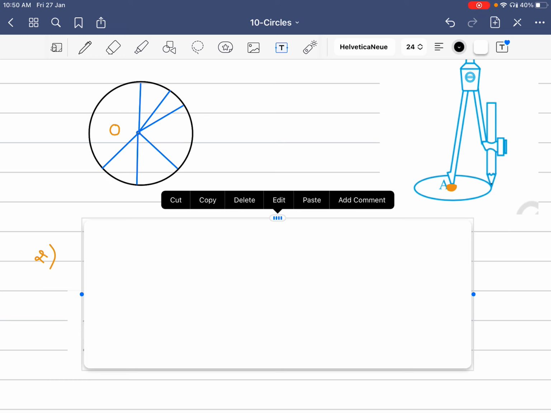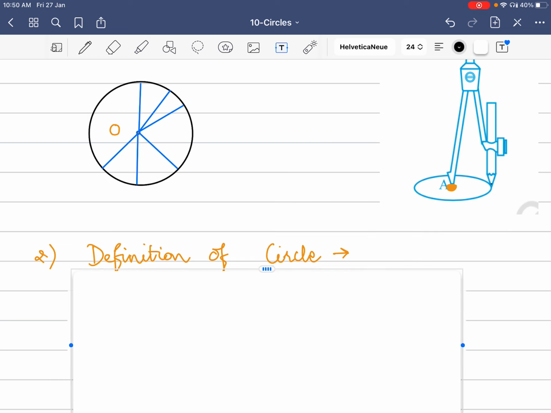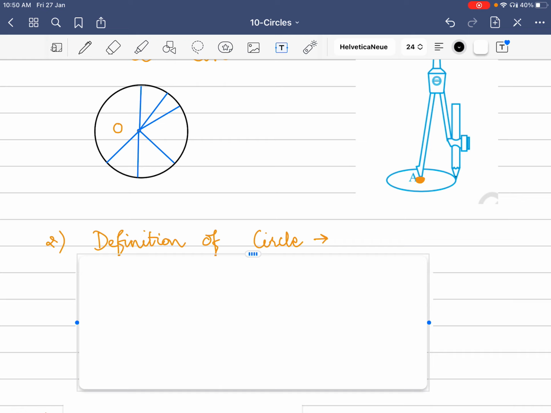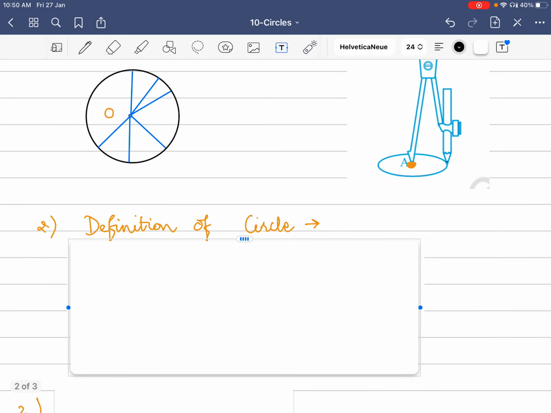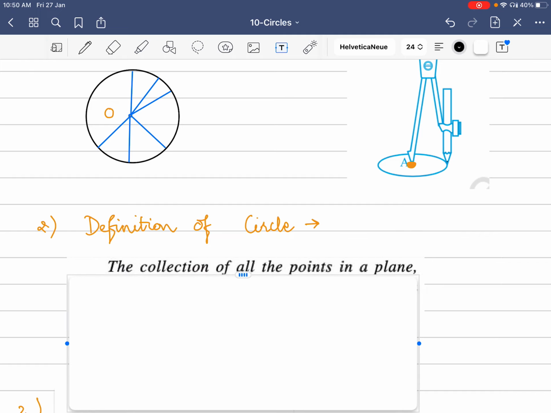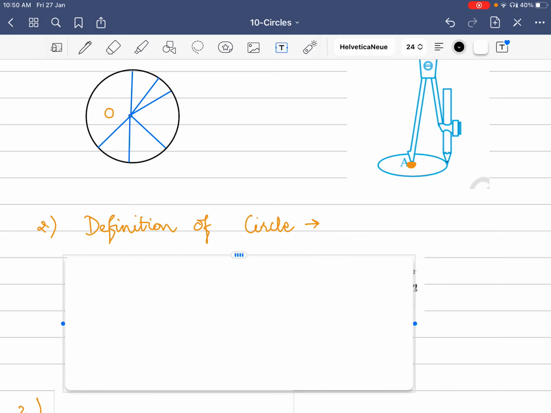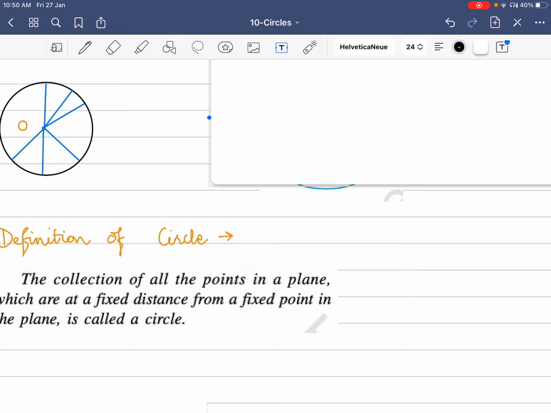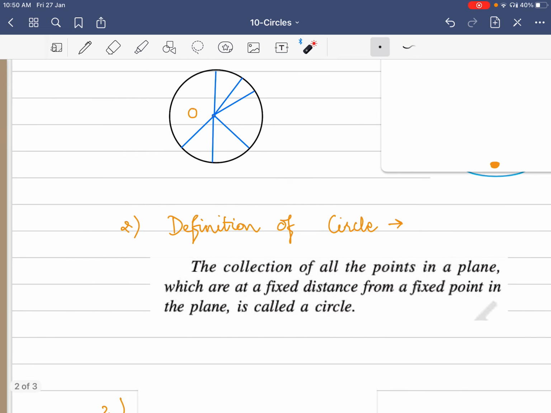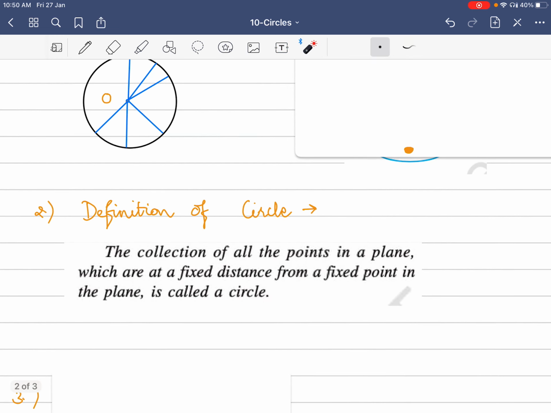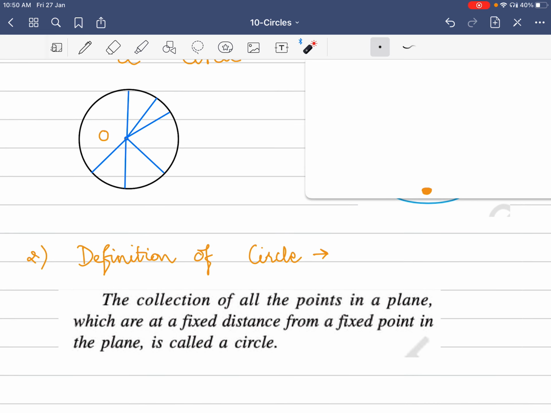Oh, I think I have missed the definition of a circle, and I directly jumped to the center of the circle. No problem. Before we discuss the center and the radius of the circle, let's quickly go through the formal definition or the mathematical definition of a circle, which reads this. So I'm going to just put it aside.